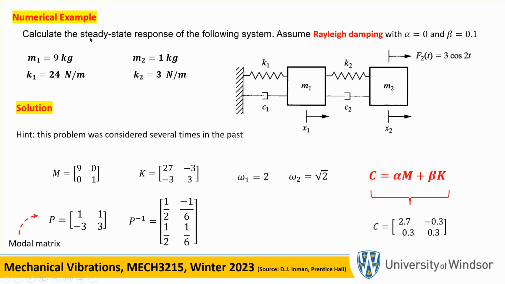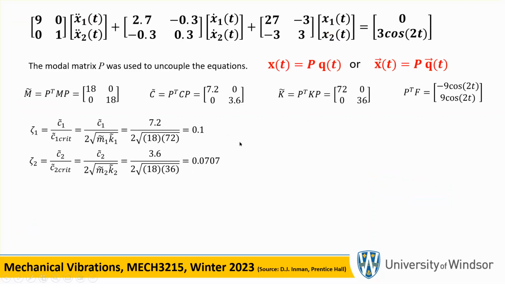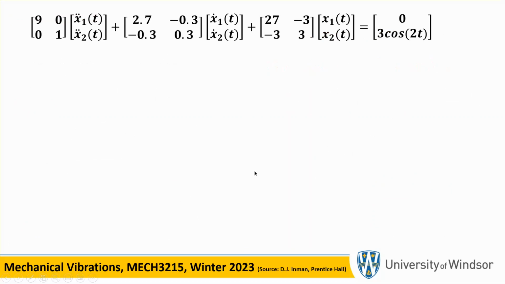We are asked to find the steady state response. Steady state response means don't worry about the initial conditions. This is why we will not need this P inverse, because there are no initial conditions given. But let me see now. I made a mistake. I made a comment here.